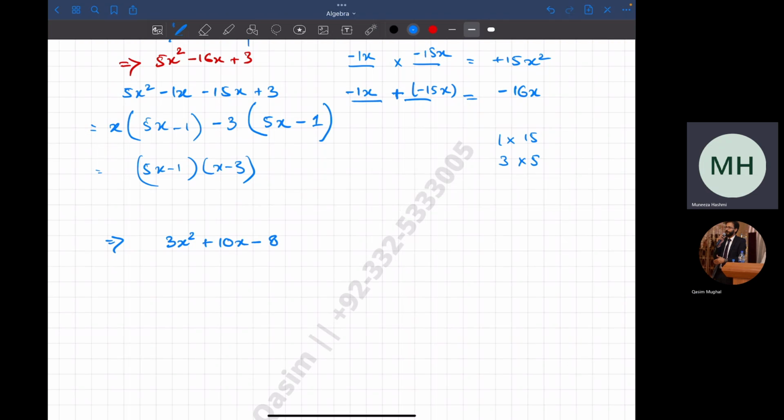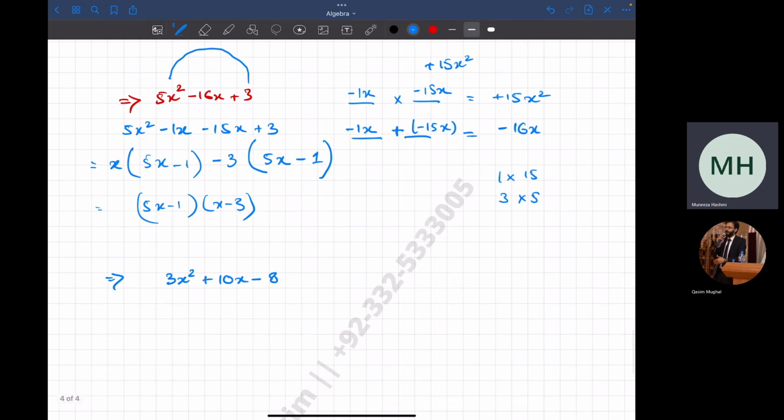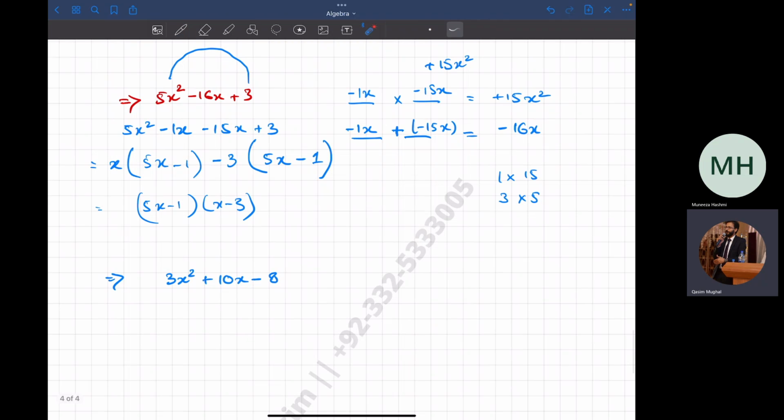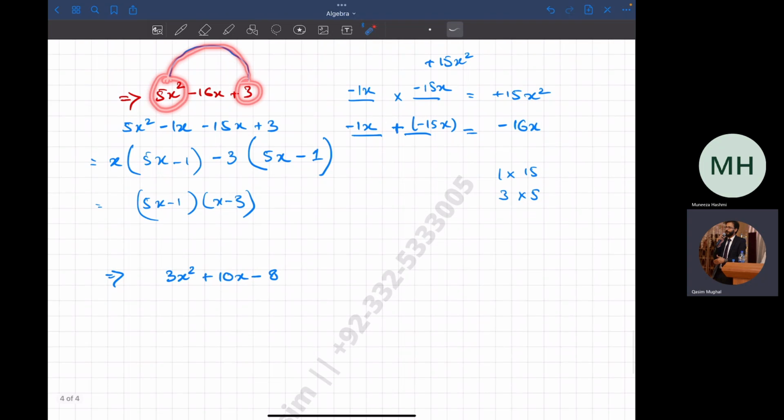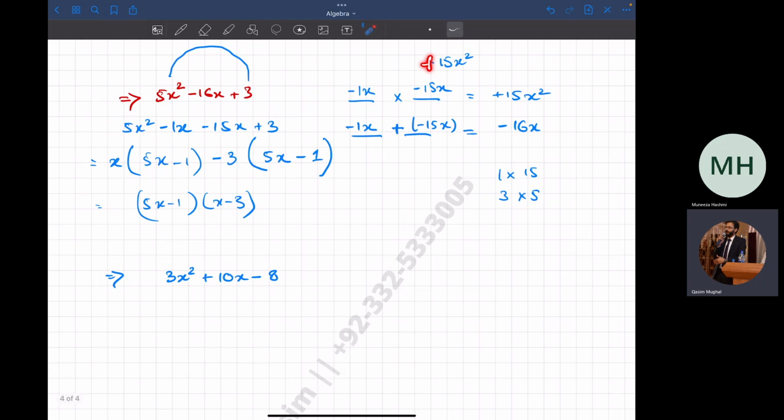Okay, so the sum needs to be plus 10, and the product needs to be plus 10. No, look at this. Let's go through this question again. The first thing is you multiply these two. What do you get? Plus 15x squared. So the product should be plus 15x squared. And this sign tells you if this is plus, then the sum; if this is minus, then the difference.